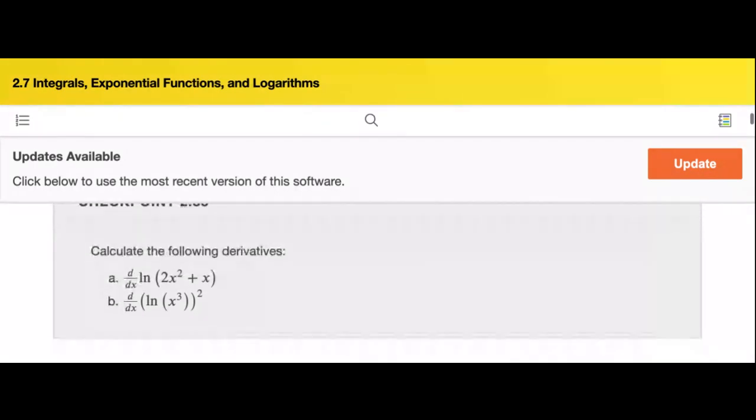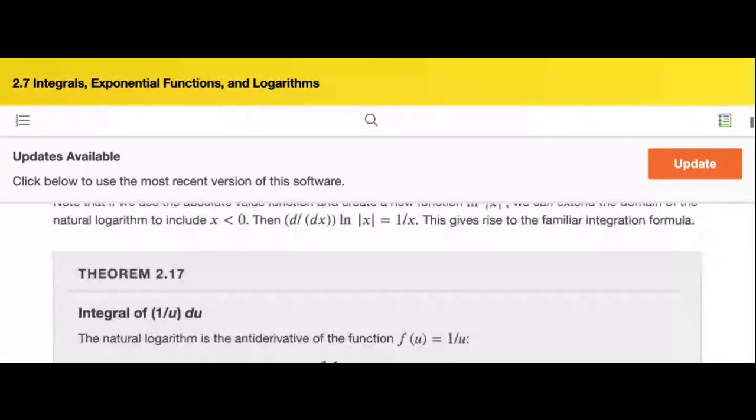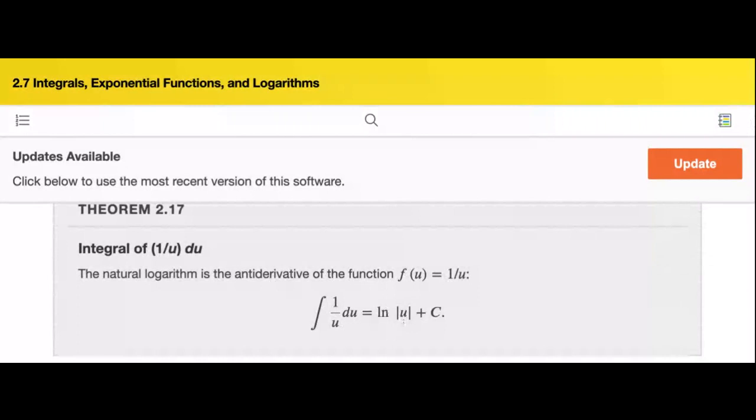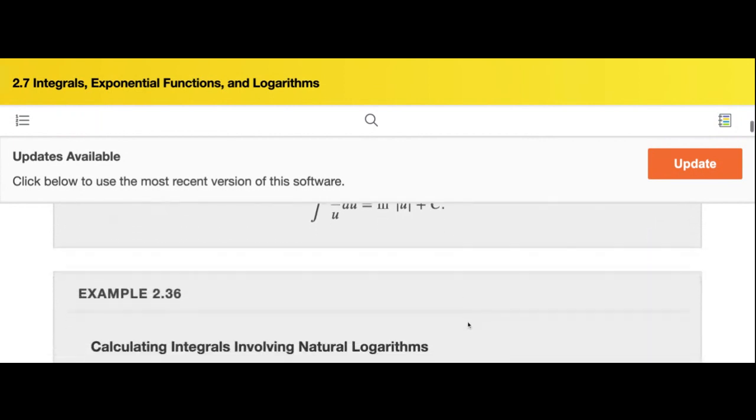This we know from before. So let's just skip this. I believe everyone can do this. So now we have a theorem. The integral of 1 over x, or 1 over u, is ln absolute value of u. Because the domain of ln has to be a positive number, so we use the absolute value sign to force that. Plus, for an indefinite integral, we have the plus constant c.